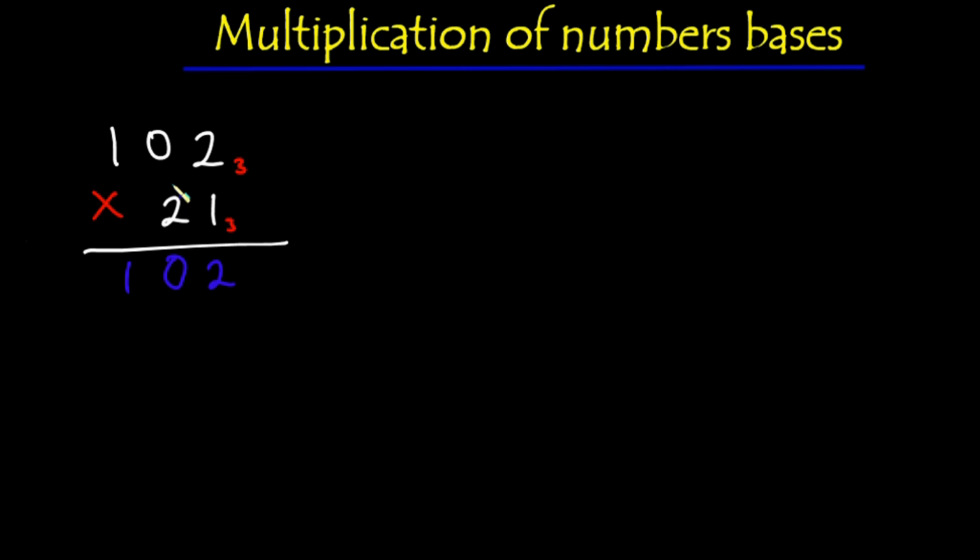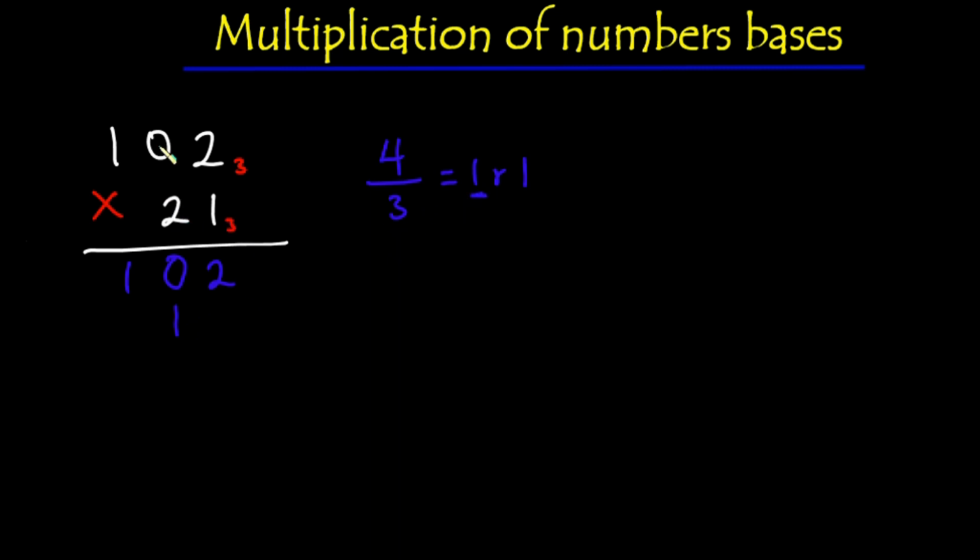Now we are done with this one. Let's move on to the 2. Now we have 2 times 2 is 4, but because we are dealing with base 3, we can't write all the 4 here. No, we can't do that. So what we're going to do is, we will divide the 4 by the base, which is 3. So we're going to have 1 remainder 1. And always we write the remainder. So we're going to write the 1 here and then keep this 1.